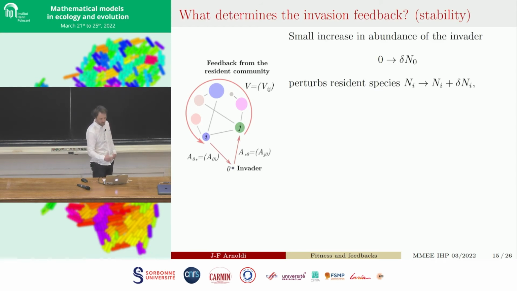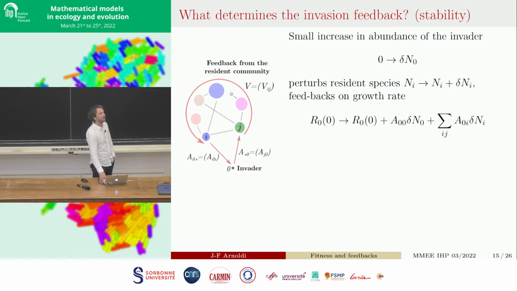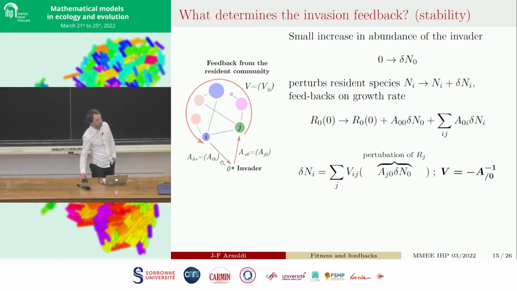And if you want to do it a bit more formally, you say, okay, you do a little shift in abundance of the invader. This will have an effect on the abundance of the species, which will feed back on the growth rate of the invader. And basically this term is the perturbation that the presence of the invader is having on species J. And the matrix Vij is the matrix that encodes the net effects that species J is having on species I.